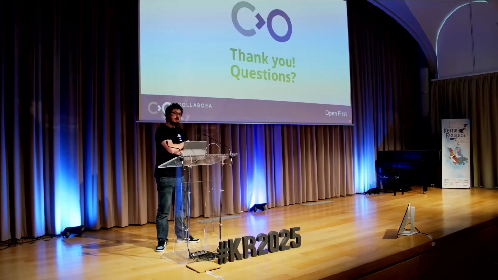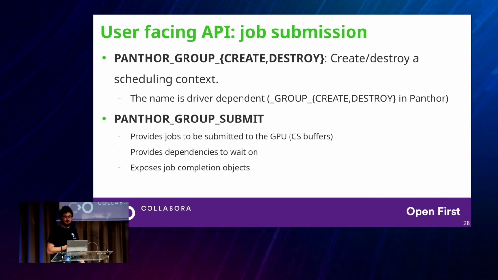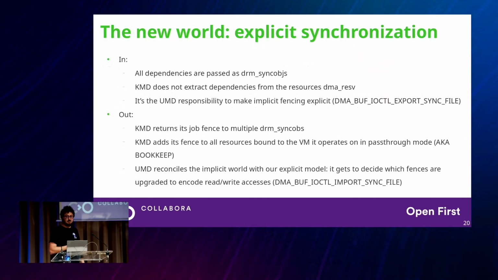I see. And the second question is, can you briefly re-explain what bookkeep is for fences? Yeah, I realized I was not super clear. So bookkeep is about letting the user mode driver decide when it's actually accessing the buffer. Because you've seen that with the new model, we no longer pass buffer objects around saying, okay, I'm going to access this buffer object.